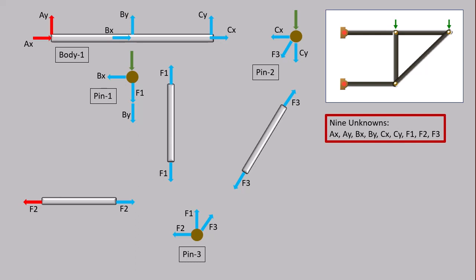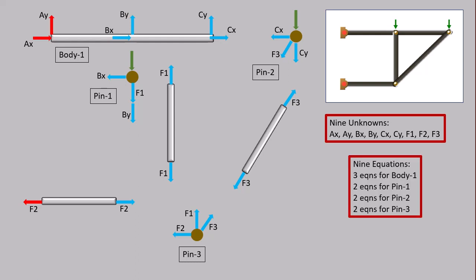Count the unknowns. Altogether we have 9 unknowns, AX, AY, BX, BY, CX, CY, F1, F2, F3. We can write 3 equations for body 1, 2 equations for pin 1, 2 equations for pin 2, and 2 equations for pin 3. So we have 9 equations and 9 unknowns. We can solve this problem.